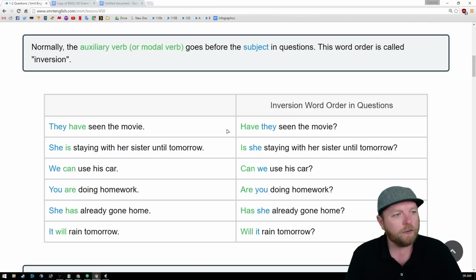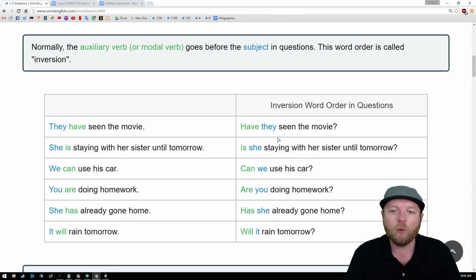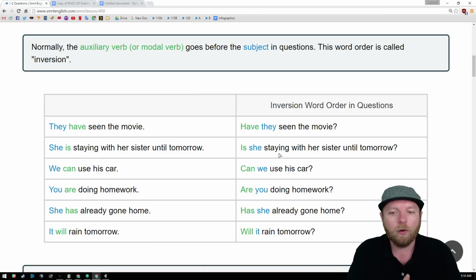And remember, Rosa from Algeria said sometimes questions are yes or no questions, right? Well, this is what she means. These questions are yes or no. Have they seen the movie? Yes, they have. No, they haven't. Is she staying with her sister until tomorrow? Yes, she is. No, she isn't. Can we use his car? Yes. No. Right?